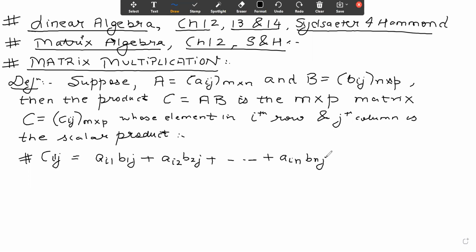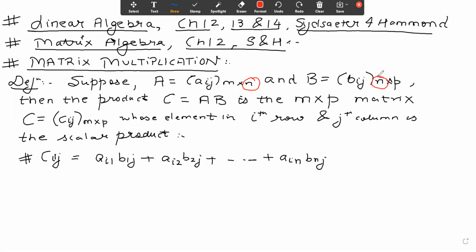So first, let's go through the definition once again. Suppose I have a matrix capital A, which is Aij, which is an M cross N matrix. Matrix capital B, which is Bij, which is an N cross P matrix. Now, guys, understand this. You can multiply two matrices only if the column of the first matrix and the row of the second matrix are the same. If they are not the same, you cannot multiply two matrices.